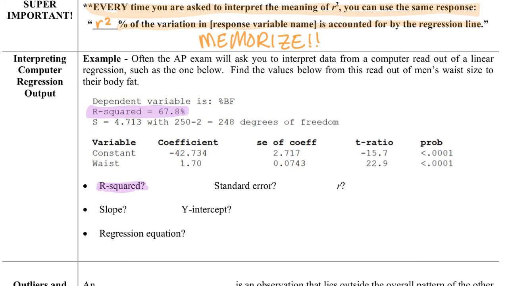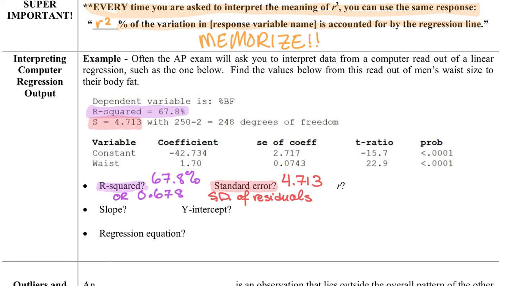Sometimes it will just be listed as RSQ. So we can see that that is 67.8%, or sometimes you will need to change that to a decimal, 0.678. Next is our standard error. Standard error is going to be your S. Please remember that is the standard deviation of the residuals, not the standard deviation of either our X or our Y value.